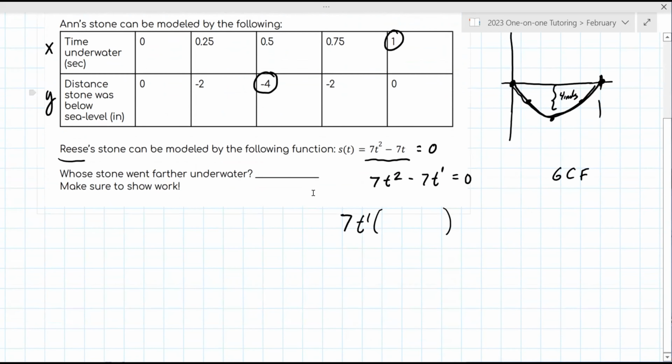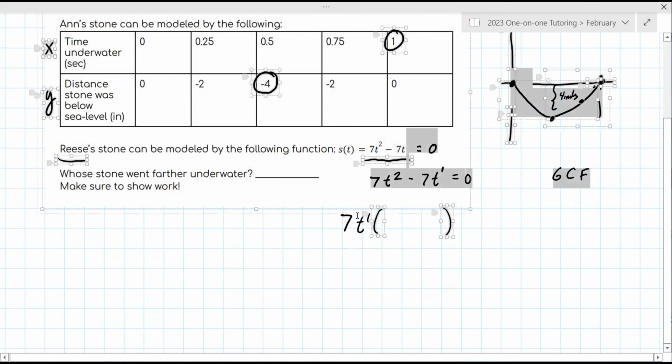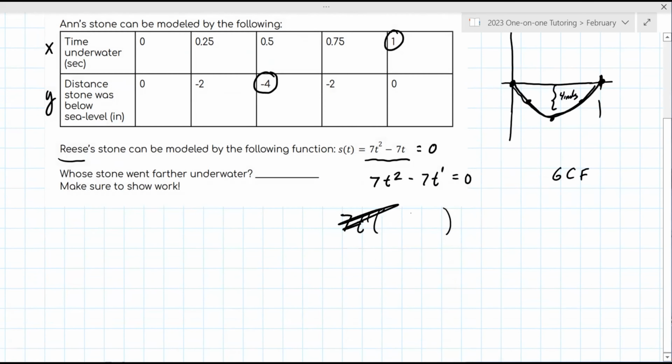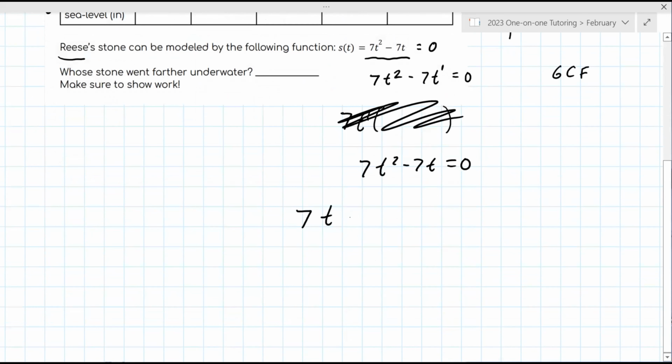Now it's a little crowded down here at the bottom. So let me just back this off a little bit. It's not going to let me do that. Okay. Let me just rewrite this here, freeing up some space. Okay. So 7t comes out. We've got to figure out what goes inside parentheses. Now, to do this, you're dividing each of these by 7t.